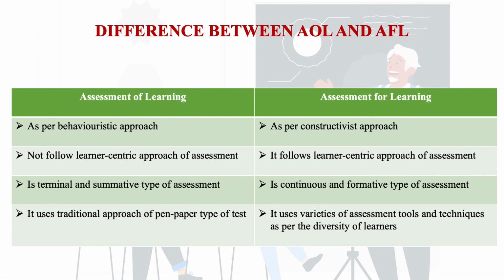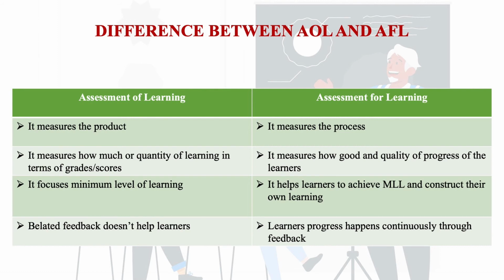That will be included with the teaching learning process. Further, assessment of learning uses the traditional approach of pen and paper tests, whereas assessment for learning uses varieties of assessment tools and techniques as per the diversity of the learners. One is focused only on written exams based on pen and paper, whereas assessment for learning allows the use of varieties of tools and techniques. Further, assessment of learning measures the product, whereas assessment for learning measures the process, how learning takes place and how assessment helps enhance learning.